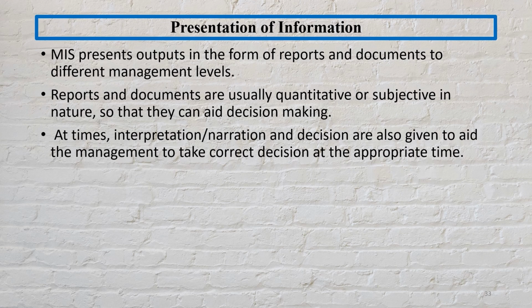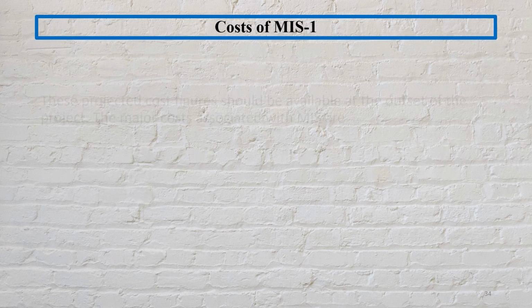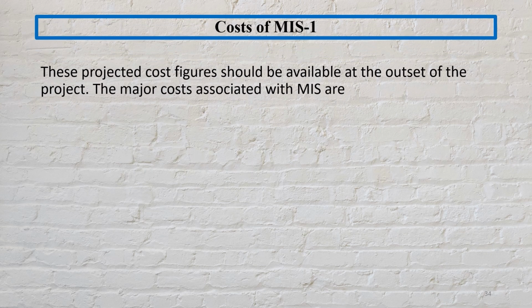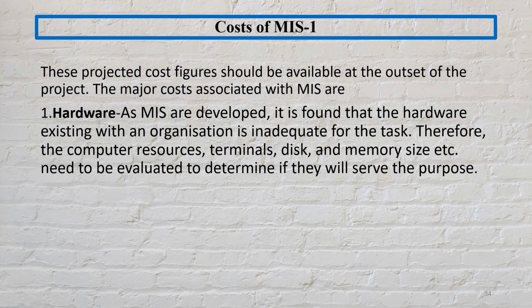At times, interpretation, narration and decision are also given to aid the management to take correct decisions at the appropriate time. The reports or documents are not too detailed, with statements, graphs and at times with little briefing. Costs of MIS. The costs involved for this technique are hardware costs, software costs, personnel cost, and maintenance cost. These are the four types of costs.